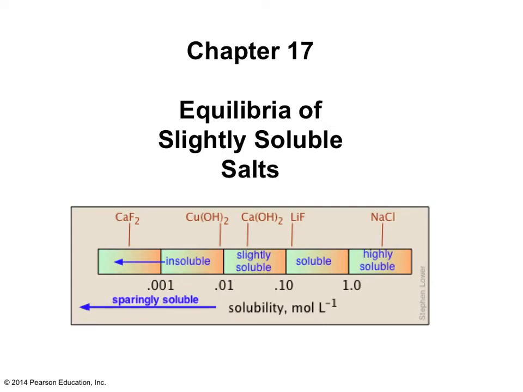This is the last of 3 lectures from Chapter 17, and this lecture will focus on what we call KSP, which is the solubility product equilibrium constant.